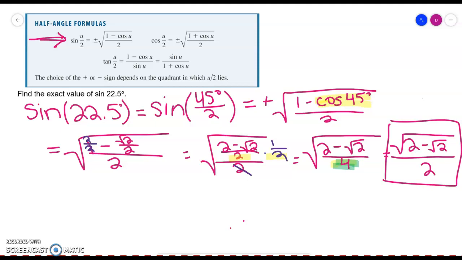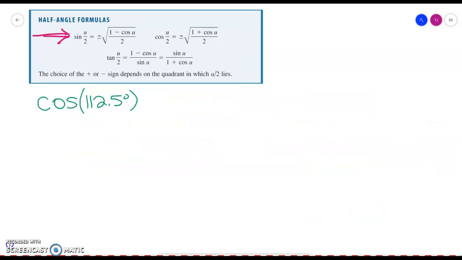Another way that you could write this, either way is acceptable: divided by 2 is the same thing as 1/2, so I could write it as 1/2 times the square root of 2 minus the square root of 2. Both of these are equivalent. It just depends on your format. So let's do one more example so you can see one more before you start working on it on your own.